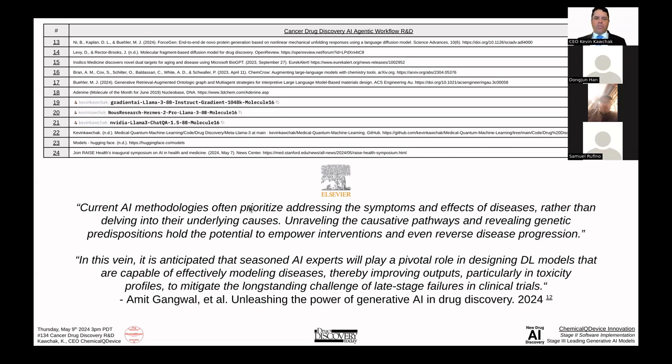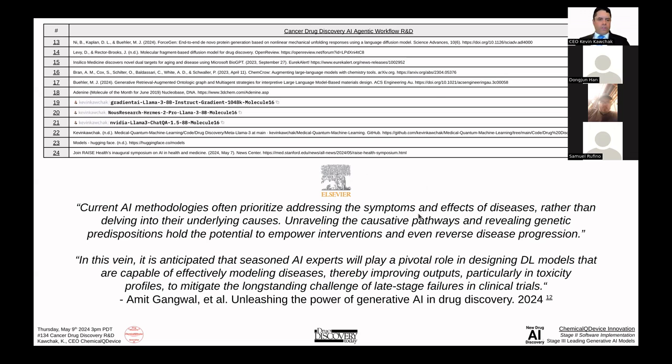So they say, current AI methodologies often prioritize addressing the symptoms and effects of disease rather than delving into the underlying causes. Unraveling the causative pathways and revealing genetic predispositions holds the potential to empower interventions and even reverse disease progression. In this vein, it is anticipated that seasoned AI experts will play a pivotal role, such as you or I or anybody listening to this, in designing DL models, or deep learning models, that are capable of effectively modeling diseases, thereby improving outputs, particularly in toxicity profiles, to mitigate the longstanding challenge of late-stage failures in clinical trials.